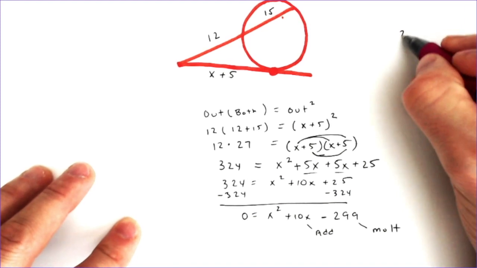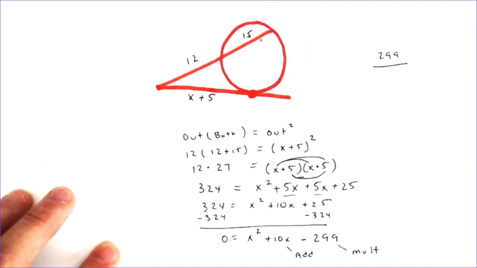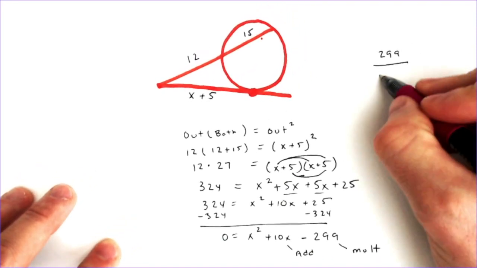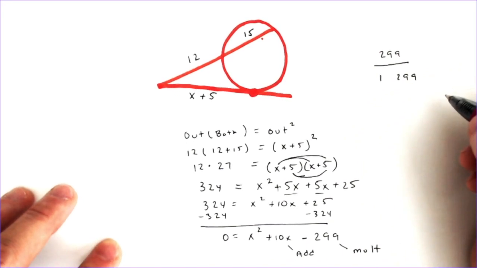And I don't know what the multiples of 299 are. There aren't that many. And if you've listed all of them out, you'd have 1 and 299. It doesn't divide by 2. It doesn't divide by 3. It doesn't divide by a whole lot of things.